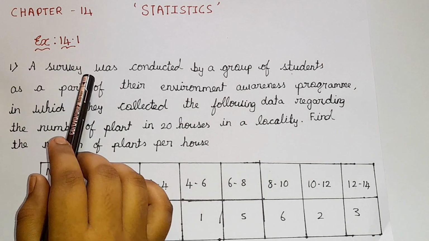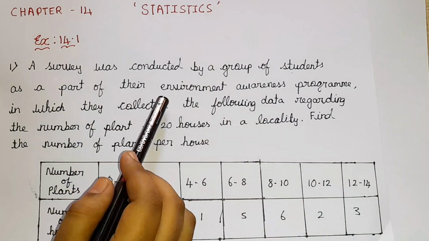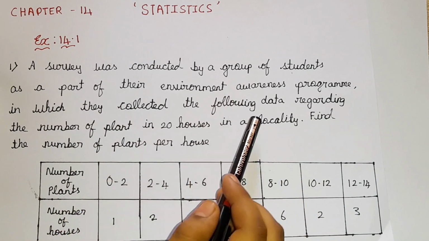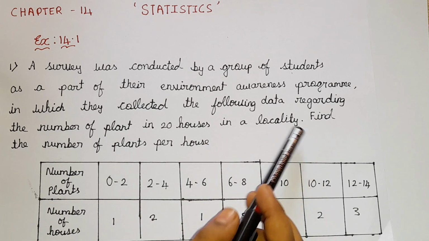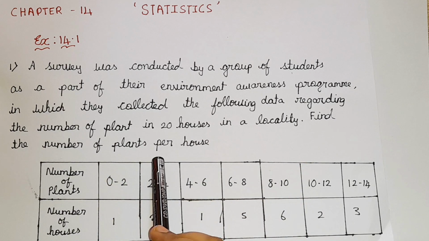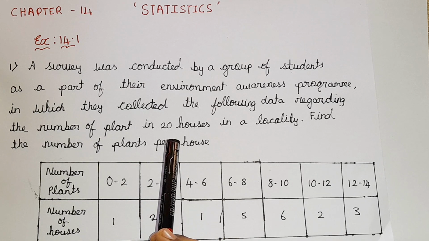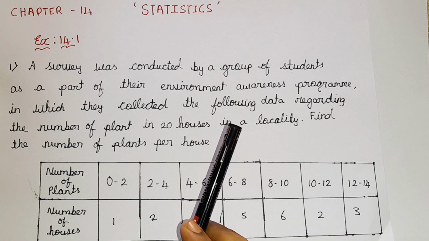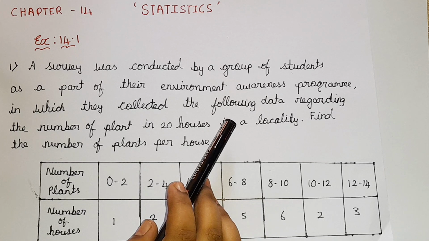A survey was conducted by a group of students as a part of the environment awareness program, in which they collected the following data regarding the number of plants in 20 houses in a locality. Find the number of plants per house. So here a group of students are conducting an environment awareness program. They are collecting data, like in this particular house how many plants are there, like that we are supposed to collect the data.